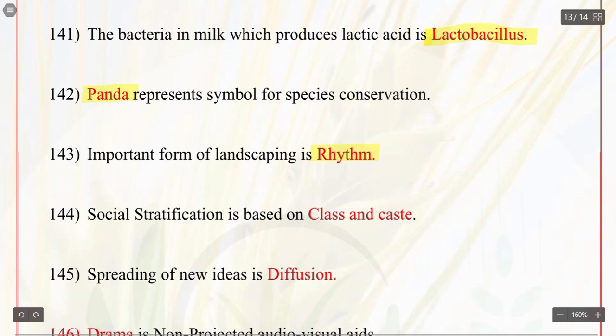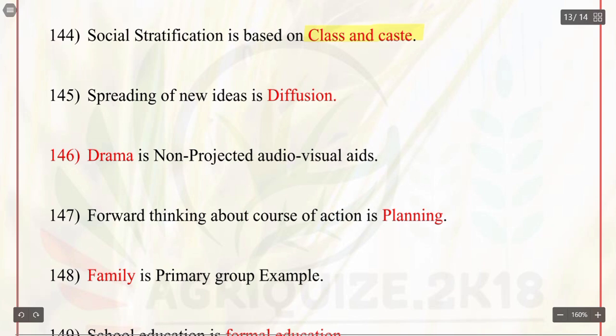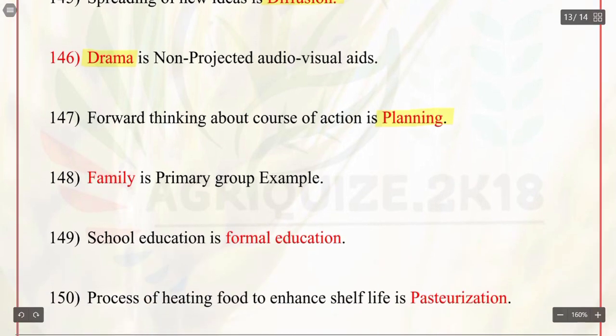Next, social stratification is based on class and caste. Next, spreading of new ideas is diffusion. Question 146. Drama is non-projected audio-visual aid. Next, forward thinking about course of action is planning. Next, family is primary group example.